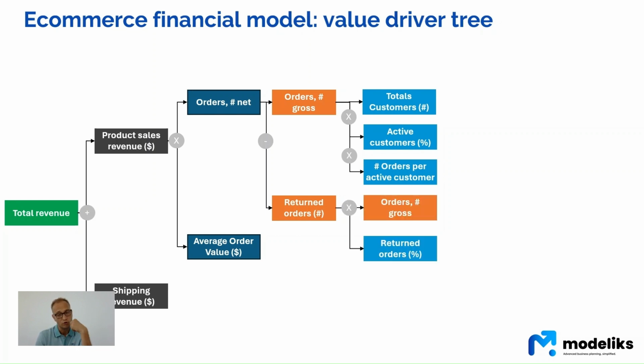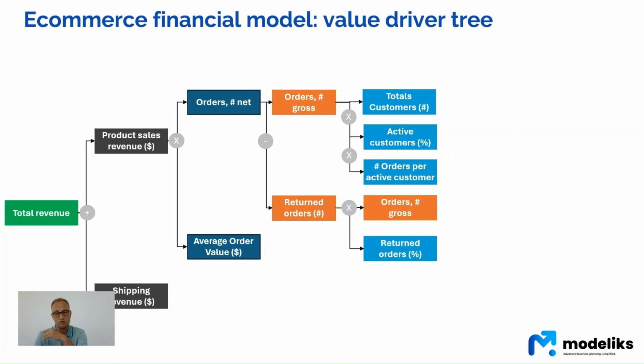Now, the returned orders calculation is simple in that it is calculated as the total number of gross orders that we have in a business, and then a percent of returned orders. Every e-commerce business will have returned orders. Now, depending on the type of products you're selling, that percent could be higher or lower. Some e-commerce businesses will have returns up to 20 and 25% of the sales that they generate. So number of returned orders is equal to total gross orders multiplied by the percent of returned orders.